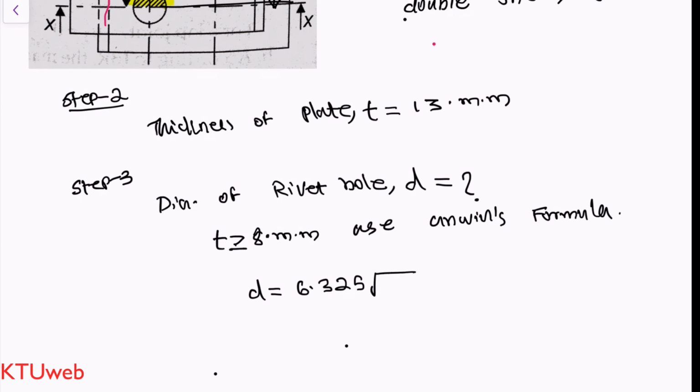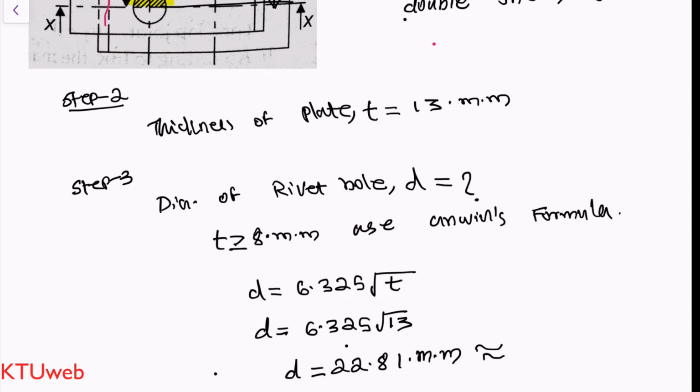6.325 root of thickness t. Upon application of values, we will get 6.325 root of 13. That means d is equal to, you will be getting 22.81 mm. And we can approximate that value as 23 mm.